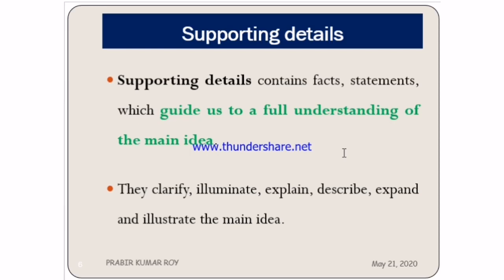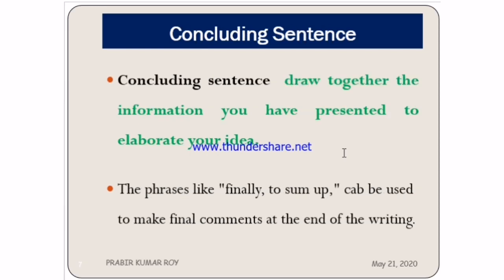Now let us come to the next point, that is the concluding sentence. The concluding sentence draws together the information you have presented to elaborate your idea. Phrases like finally, to sum up, can be used to make final comments at the end of the writing. What will be the concluding sentence? In the concluding sentence, you have to sum up the whole idea of what you have written so far in a sentence. That is called the concluding sentence.